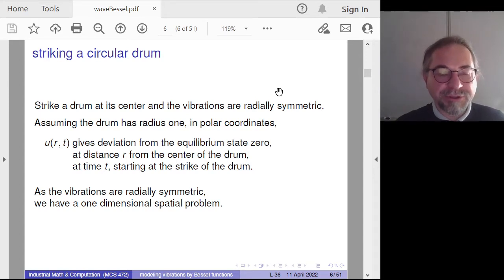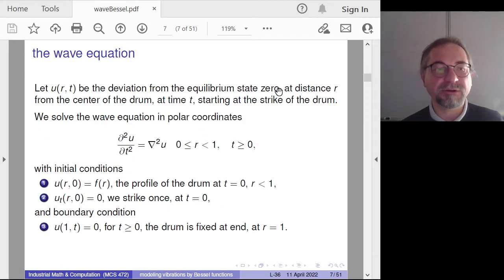Okay, one dimension in space, one dimension in time. So let us now consider the wave equation in polar coordinates. I glossed over it, but let me now precisely state what we want to know. We want to know at any time what is the status of the membrane that covers the drum.